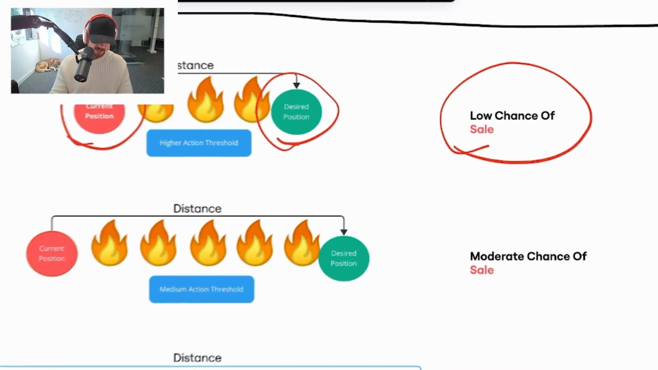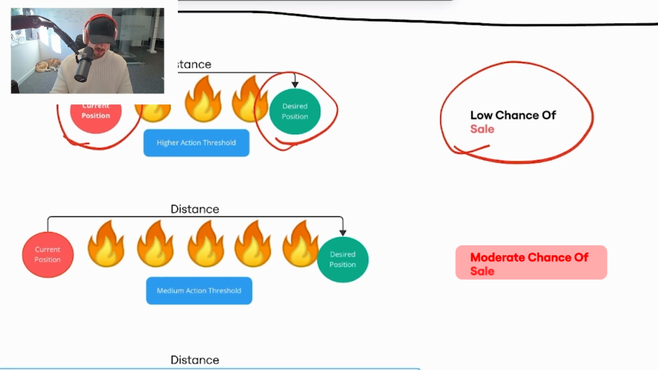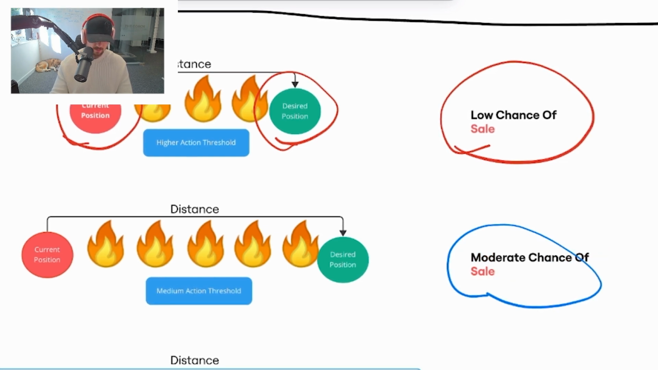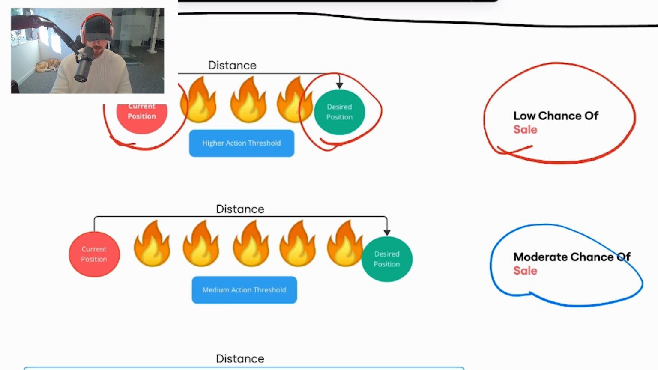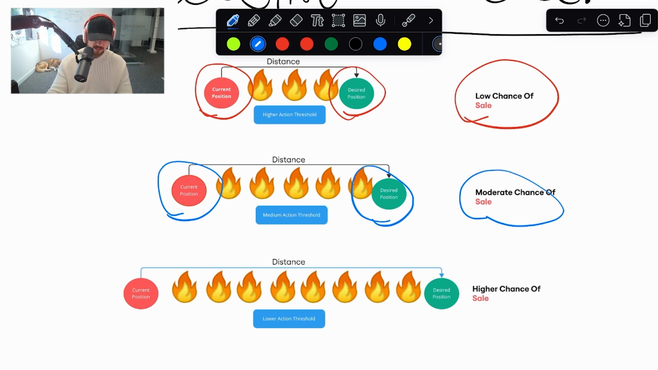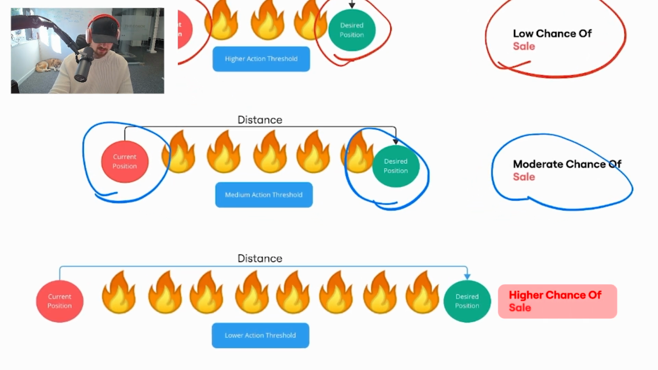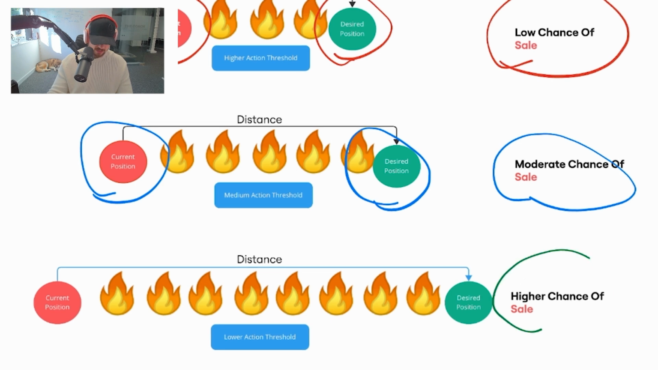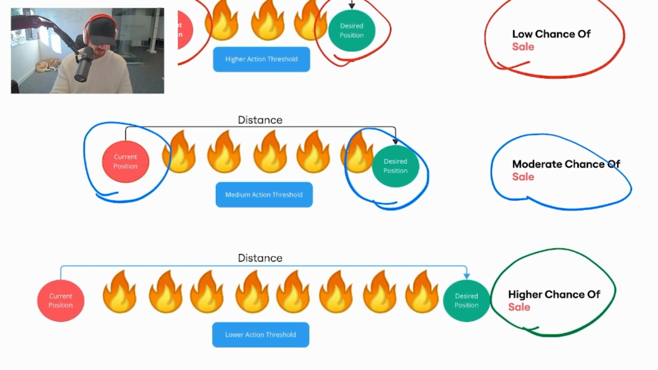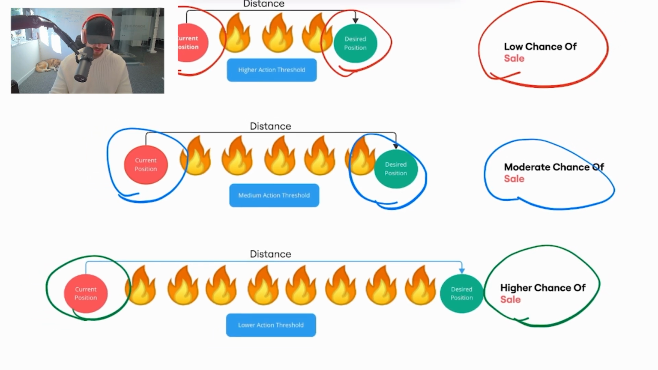The next one, we've basically got a moderate chance of a sale. So as we can basically see here, we've got a little bit more fire, we've got a little bit more distance from their current situation to their desired situation, right? When we're looking at the bottom one, this is going to be a much higher chance of a sale. So let's do that one in green. So a higher chance of a sale will equal the distance from their current position to their desired position is greater and much larger, alongside the amount of pain and fire that is in between that point.